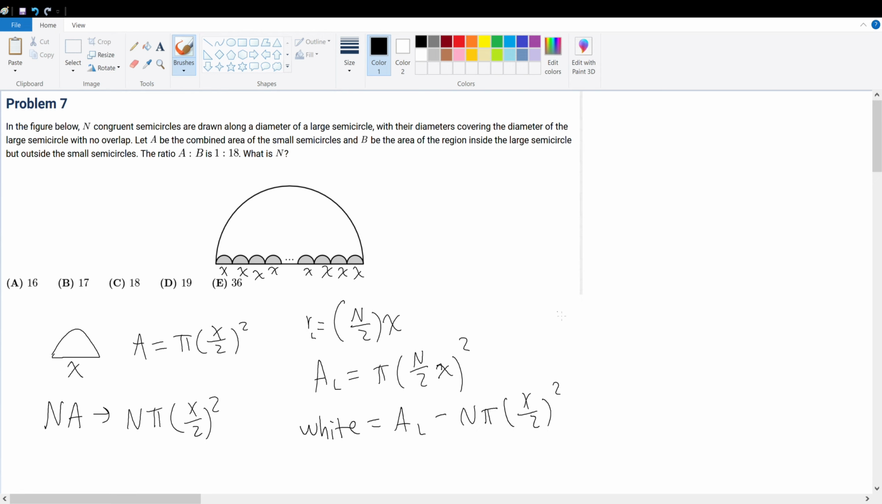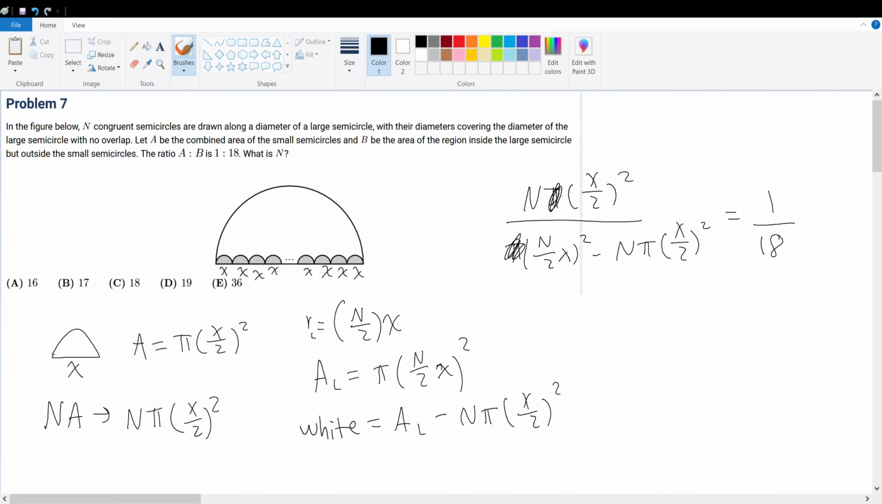So then we also know that the ratio of A, which is the small semicircles, to B would be 1 to 18. So that means n pi times x over 2 squared, divided by pi times n over 2 x squared minus n pi x over 2 squared, will be equal to 1 over 18, and we need to solve for n. So right off the bat, we can eliminate all the pi's because that's a common thing, and we have a lot of x squares, so the x squared gets eliminated. So we're left with this.